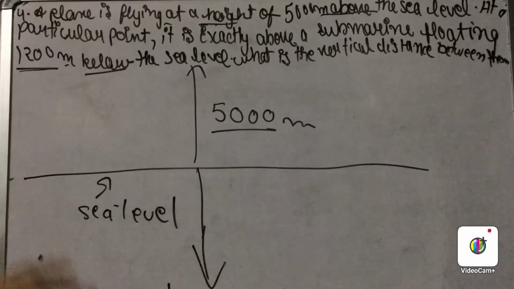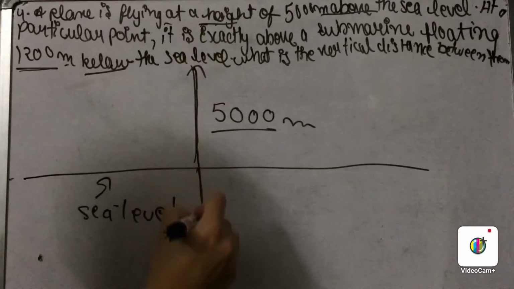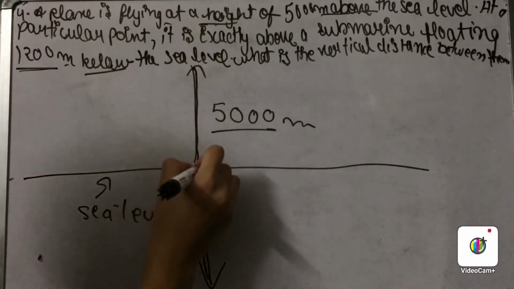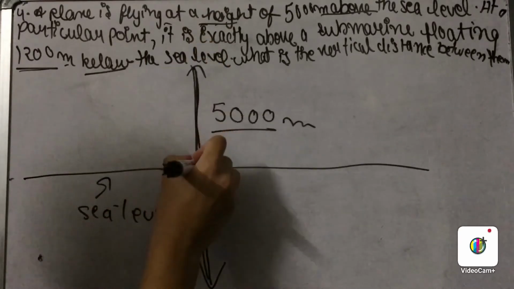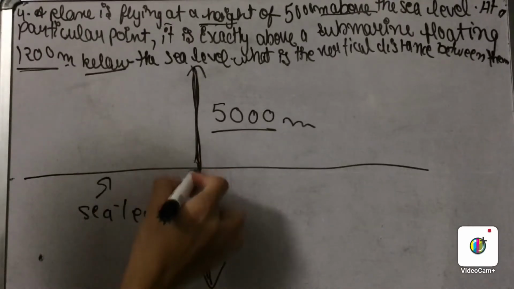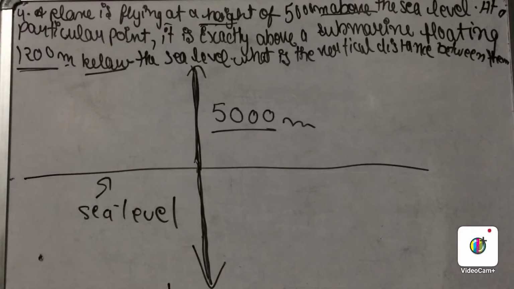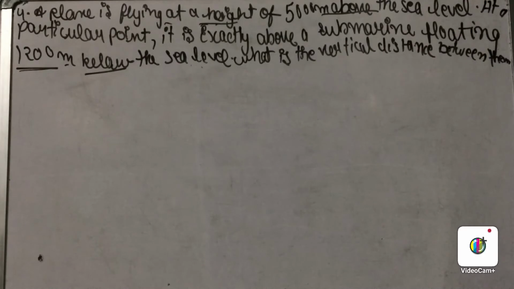Now what does vertical distance mean? Vertical distance means that we have to find out this distance, meaning the height at which the aeroplane is flying, plus the depth in which the submarine is floating. Now let us just solve this question.